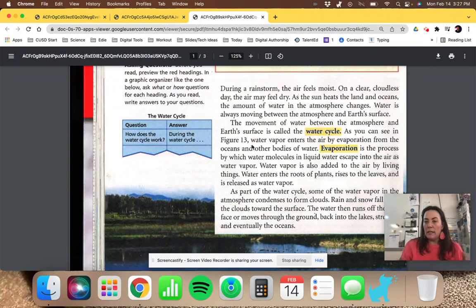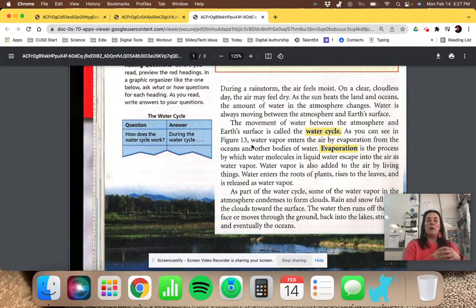Water enters the roots of the plants, rises to the leaves, and is released as water vapor. I want to pause here and talk about this. A lot of times kids think that evaporation and boiling are the same, but boiling is a different process. When you boil water and you see steam, you're giving those molecules a lot of energy at once, and so a lot of molecules are able to move from the liquid to the gas phase and into the air. But evaporation is a natural process where the molecules at the surface gain enough energy, and then they can go from the liquid into the gas into the atmosphere.